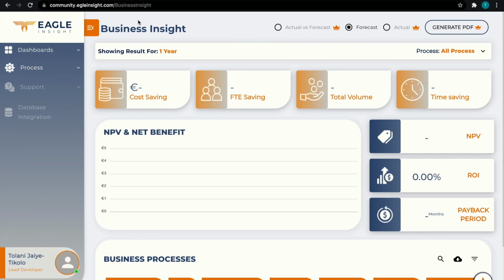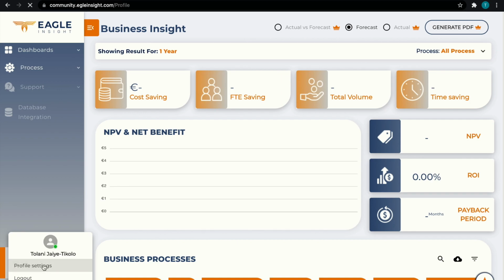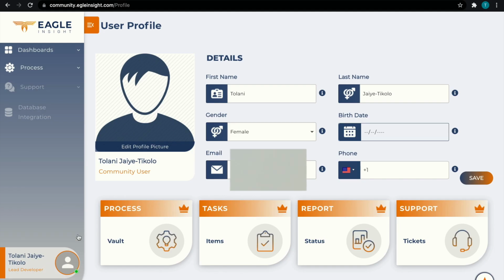Let us break this down to understand some of this concept. Once you log on for the first time into Eco Insight, if you look at the bottom left, you'll be able to see your own profile. You can log out or you can see your profile settings.